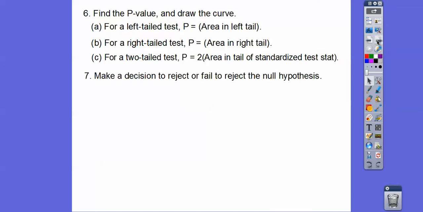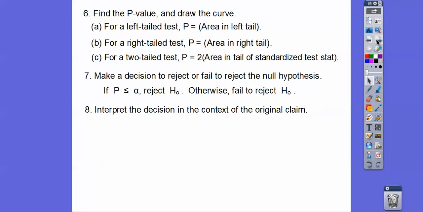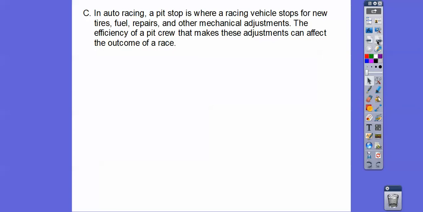So make a decision to reject or fail to reject the null hypothesis. If p is less than our alpha, the level of significance, then we reject H0, or reject the null. Otherwise, we fail to reject. And then always interpret the decision in the context of your problem. Okay, so here's an example.